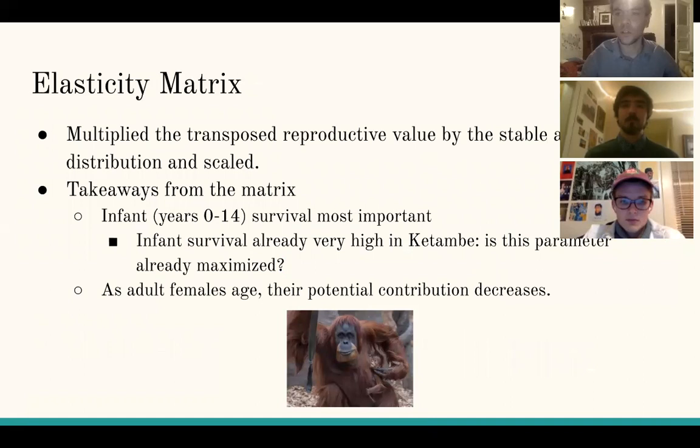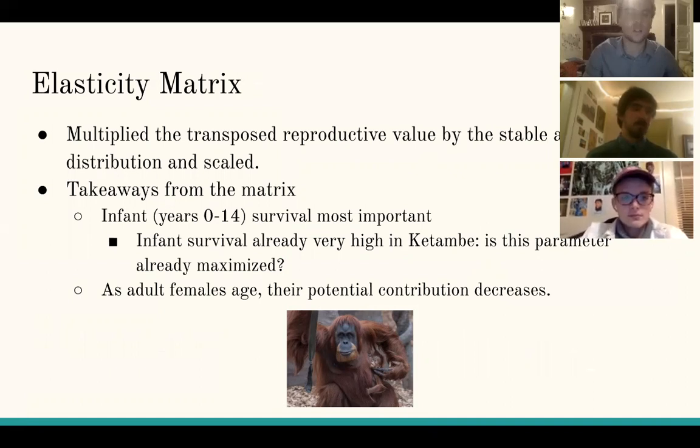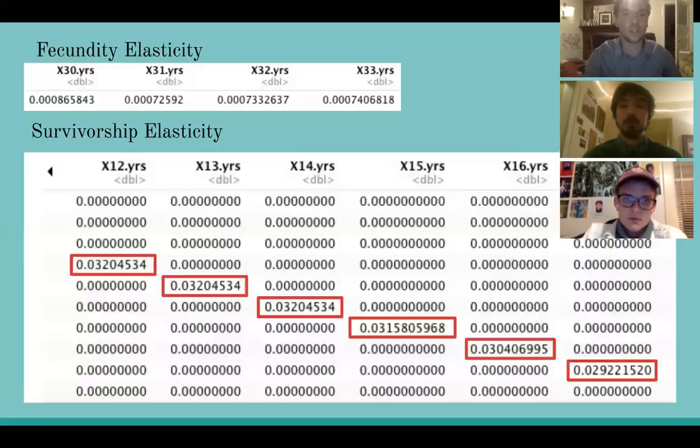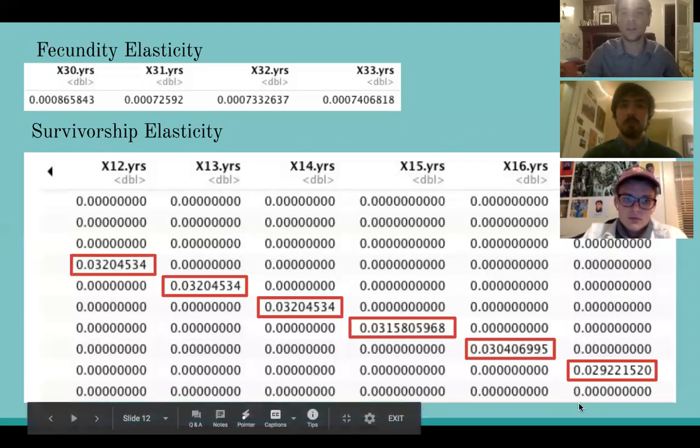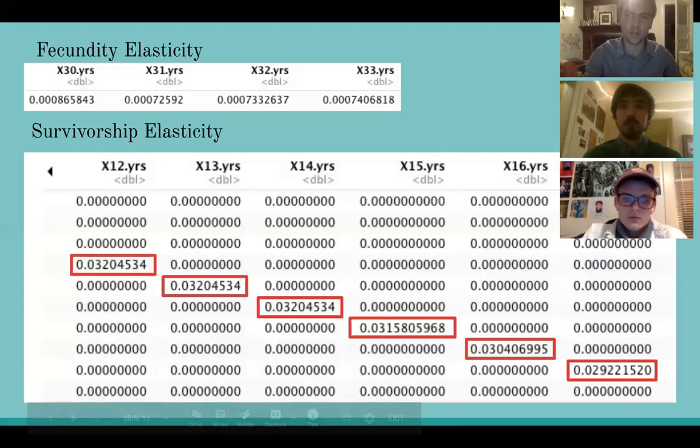Cool. So after this, using the Leslie matrix, we created an elasticity matrix just by transposing that data and creating a reproductive value against the stable age distribution. And the main takeaways from this matrix were that infant survivability from years 0 to 14 were the most important for population growth. And as Thad just mentioned, the infant survivability is kind of already maxed out. So it's more saying that high infant survival is something that we need to protect in terms of life history stages. And another trend we saw was as adult females age, their potential contribution decreases, meaning their elasticity decreases in terms of how it contributes to population growth. And here is just kind of evidence of those two trends that I just mentioned.